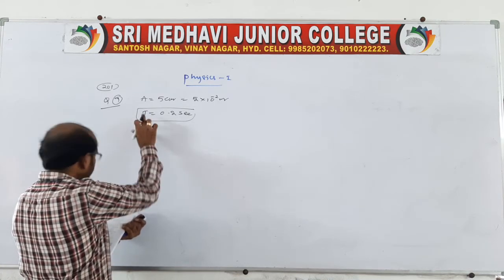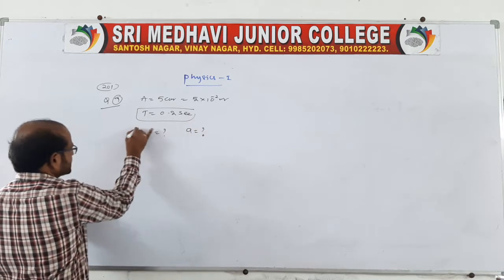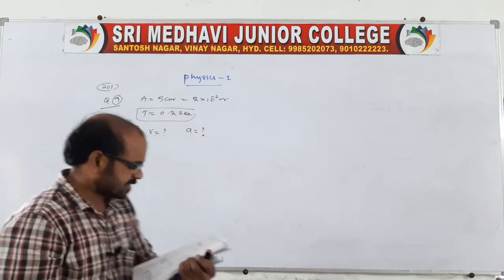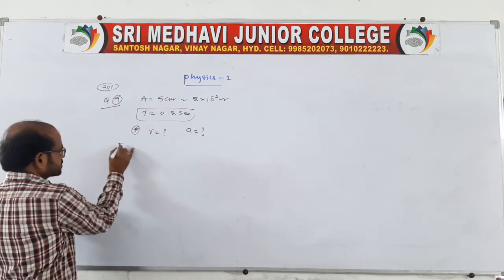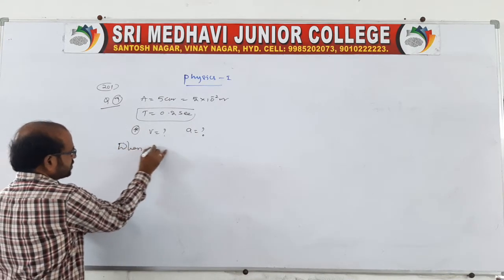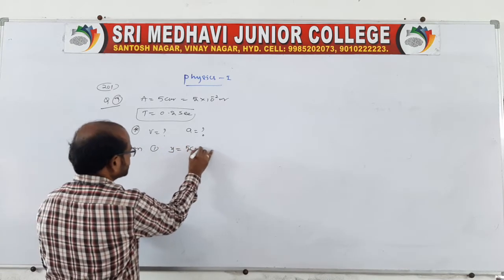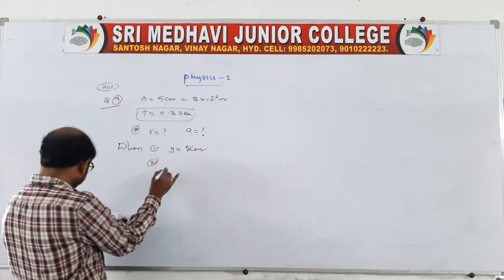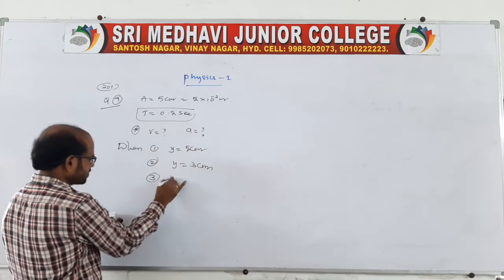Find the acceleration and velocity. He is asking, find acceleration and velocity. But the displacements are given. The first displacement is given as 5 centimeter. The second displacement is given as 3 centimeter. And the third displacement is given as 0.